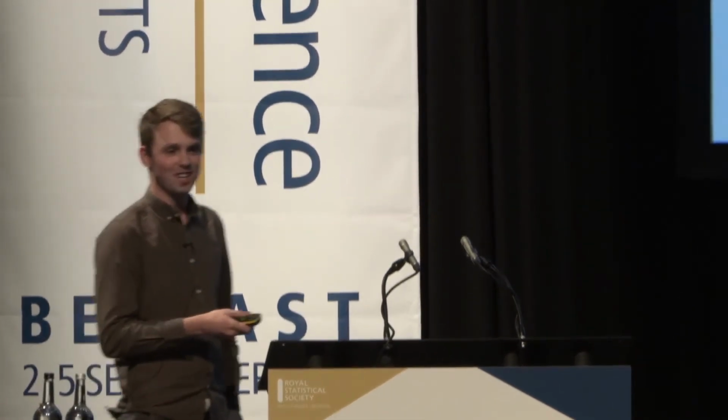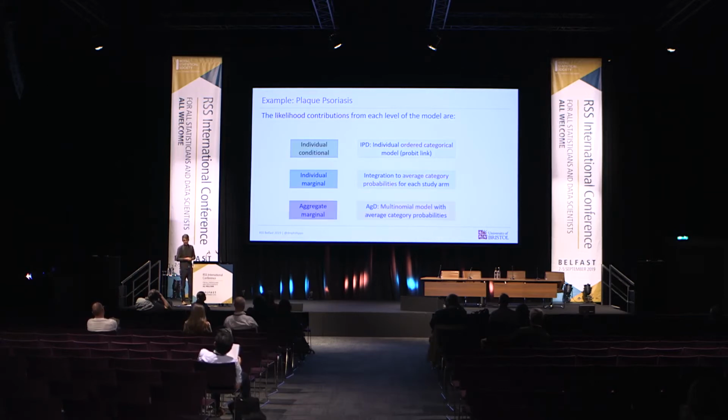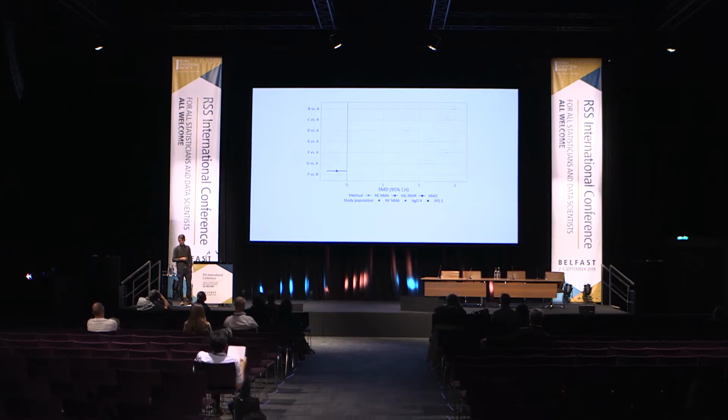So looking at the model, I've not written it out in full for your sanity and for mine. I've got the slides at the end if you want to see. But the individual conditional likelihood is just an ordered categorical model with a probit link. And then for the marginal model, all we do is integrate over that model to get average category probabilities for each of the study arms. And then when we multiply these up, we end up with a multinomial model with average category probabilities. And when we fit that, we get these results.